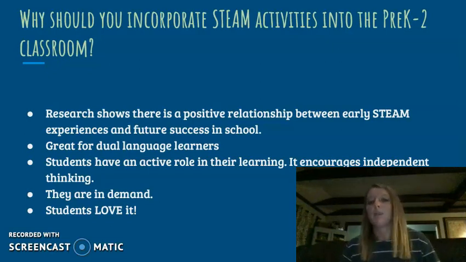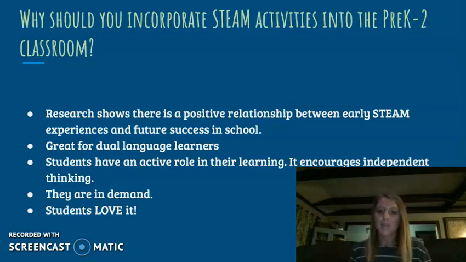And most of all of these skills that make up STEAM, they are in demand. All of these jobs in 20 years, they're going to use math skills, engineering, science, art, all of this creativity. They're in demand, so we want to make sure that our students are prepared for this.